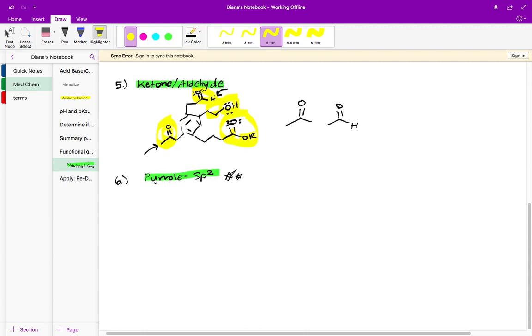And lastly, let's look at pyrrole. So this is where a lot of the confusion happens. So I'm going to draw a pyrrole, and then next to it, I'm going to draw a pyridine. So here's my pyrrole.